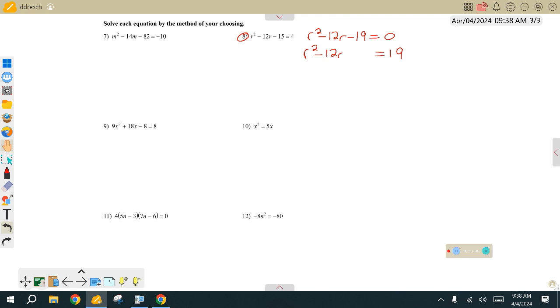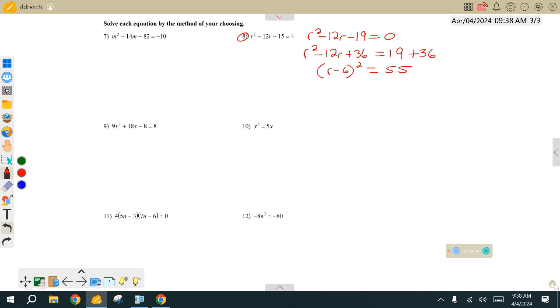The 36, I believe. 1/2 times negative 12, which is negative 6 squared, which is 36 to the left, and 36 to the right. And there's that perfect square trinomial. That should result in same 2 quantities, same 2 quantities of r minus 6, r minus 6. 19 plus 36. What is it? 55. Okie doke. There we go.